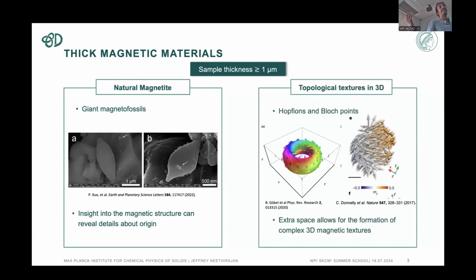The next part I'm interested in is particularly topological textures in 3 dimensions, where the extra space in the extended dimension allows for the formation of complex 3-dimensional magnetic structures such as hopfions, skyrmions, or Bloch points as well.